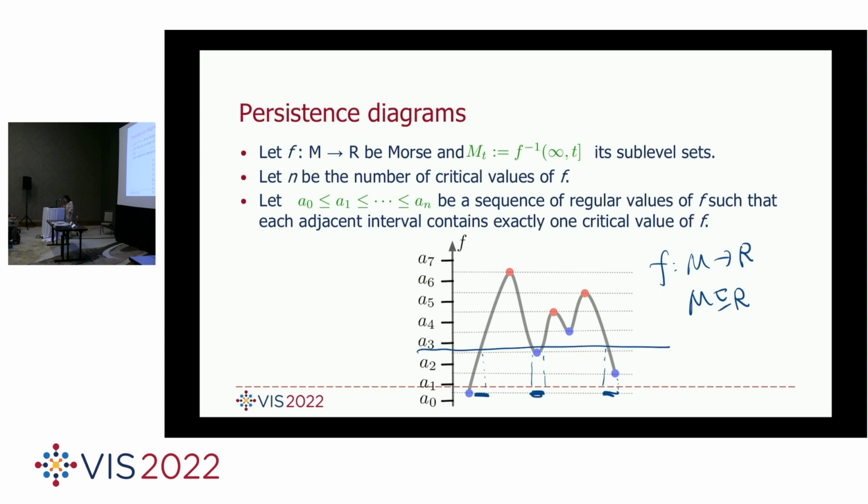But in this specific example, what we have here is that I am picking A0, A1, A2, up to A7, where those are regular values, and between any two regular values, there is a critical value. So another way to think about it, between any two function values, there's a single critical point.